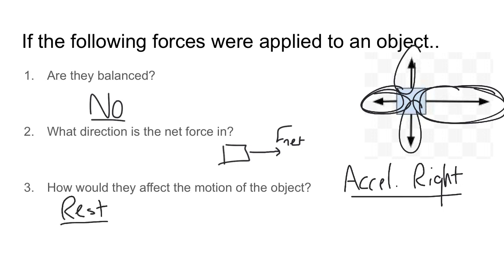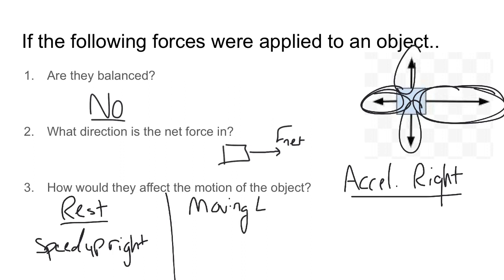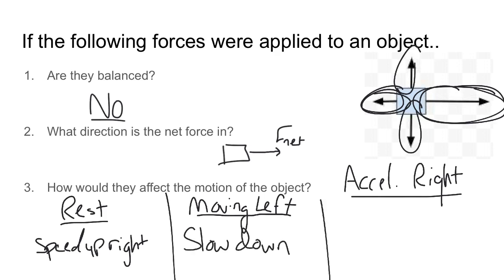If it is at rest, it is going to speed up, and it's going to do that in the rightward direction. Now, if it's starting off moving left, let's say the skateboard was moving to the left, and all of a sudden I put a force on it to the right, it is going to slow down. But it's still going to be moving left, until it stops, and then it's going to turn around.